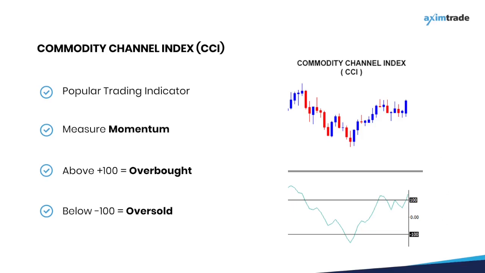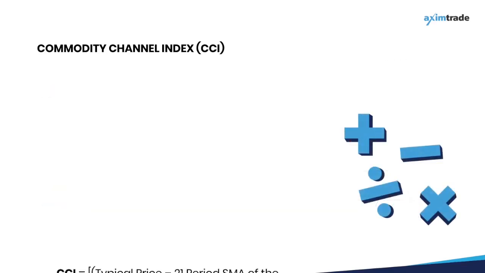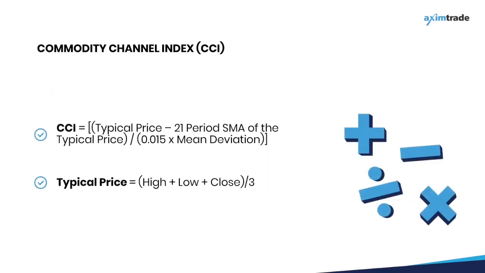Let's look at the formula based on a 21 period CCI. The CCI indicator uses the typical price and measures it against the 21 period simple moving average value. The result is then divided by the constant 0.015 so that the CCI falls within plus 100 and negative 100 most of the time. And the mean deviation shows how far price has deviated from its mean price.